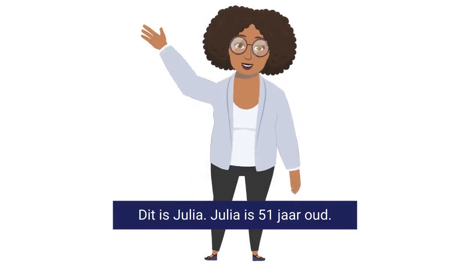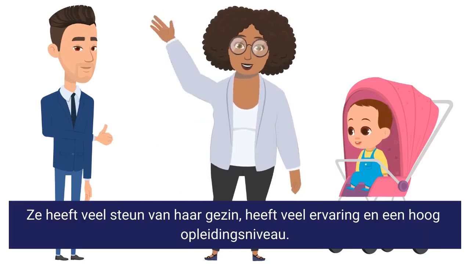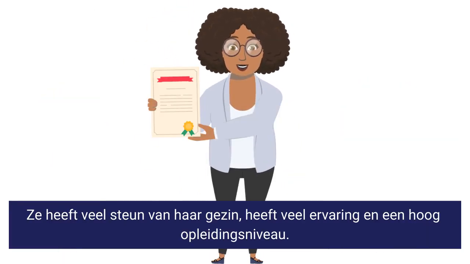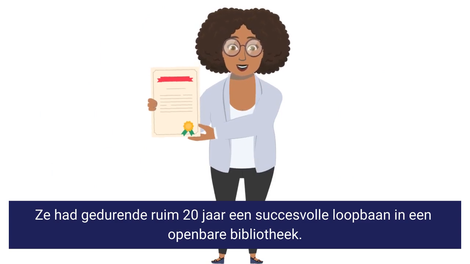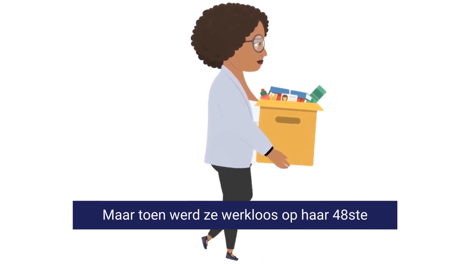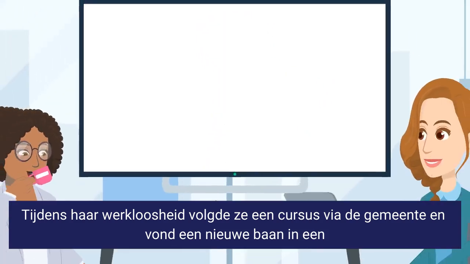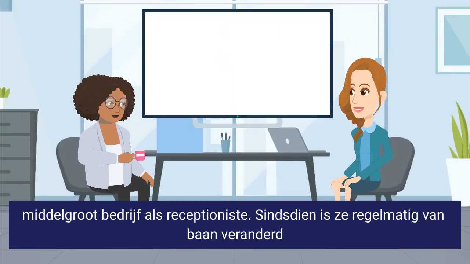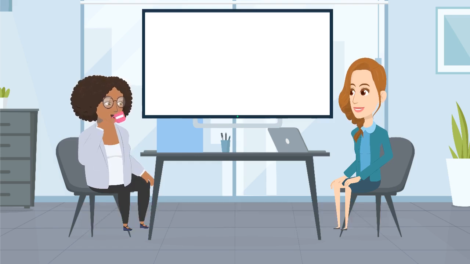This is Julia. Julia is 51 years old, has a supportive family, is highly experienced, and well-educated. She had a successful career in a public library for over 20 years, but then she became unemployed when she was 48. During her unemployment she did a course through the PES and found a new job in a medium-sized company at a welcome desk. Since then she had some changes and mostly terminated contracts.